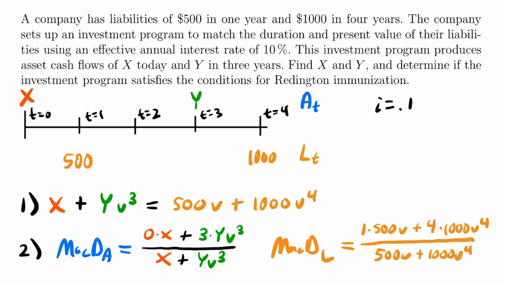Okay, now what we want to do is match these two durations, these two Macaulay durations for the assets and liabilities. But when we set them equal to each other, we'll be setting both the numerator and denominator equal to each other.